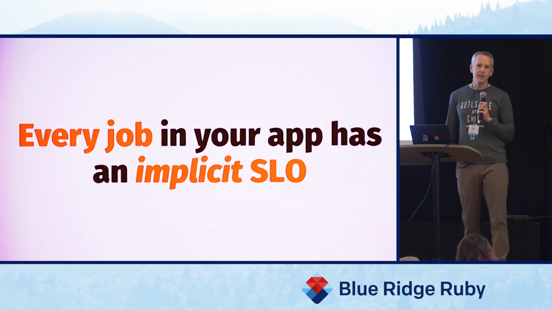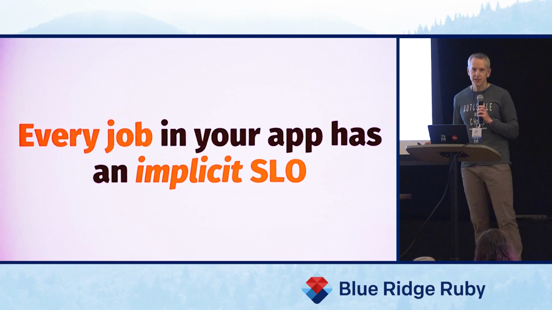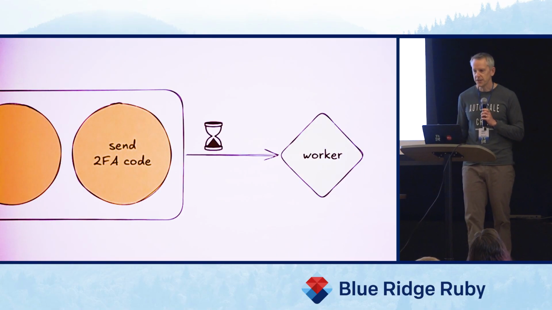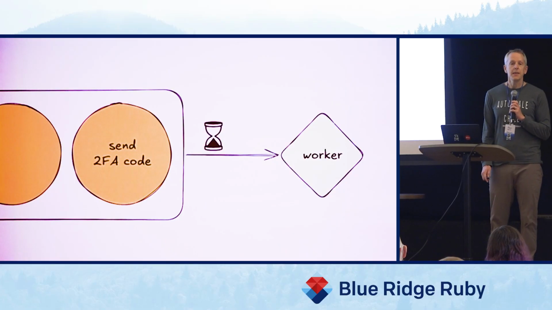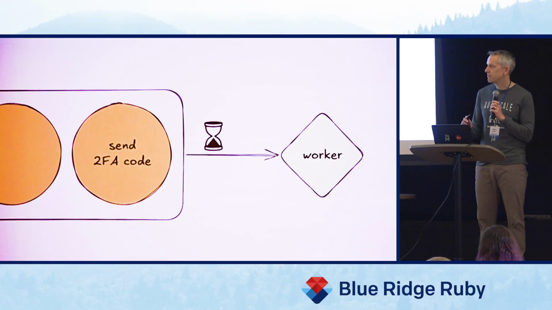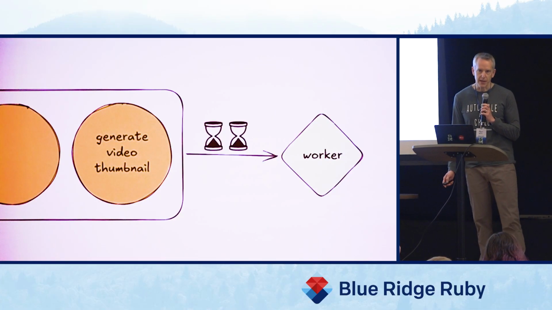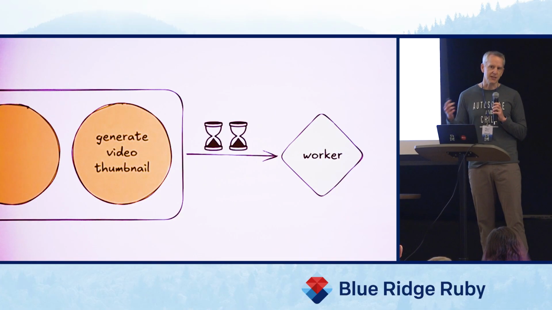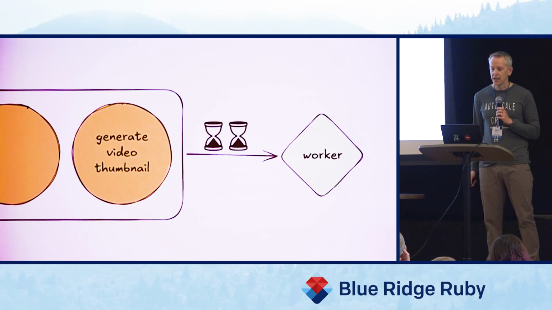And every job in your system has an implicit SLO, such as maybe you're sending a 2-factor authentication code. The user needs to get into your app. They're sitting, waiting for it. This needs to happen quickly. Let's say maybe 5 seconds. Maybe you're generating a video thumbnail. User's still waiting, but they understand it's going to take a little bit of time, so maybe that's 5 minutes. That's for you to decide.